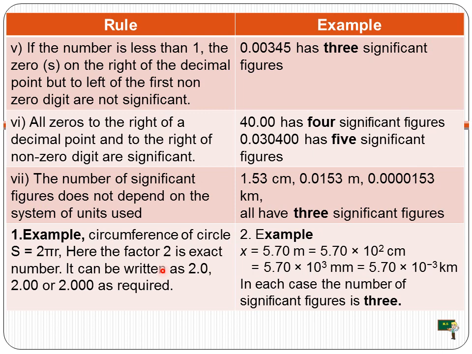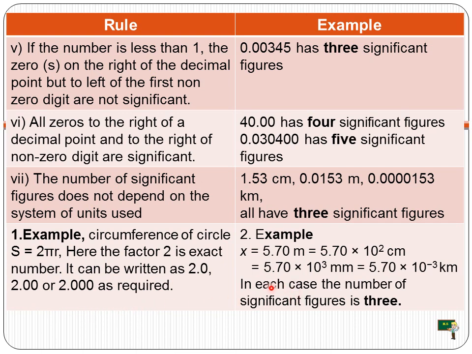Let's give some examples. Example 1. Circumference of a circle, S is equal to 2 pi r is the formula. Here the factor 2 is an exact number. It can be written as 2.0 or 2.00 or 2.000 as required.